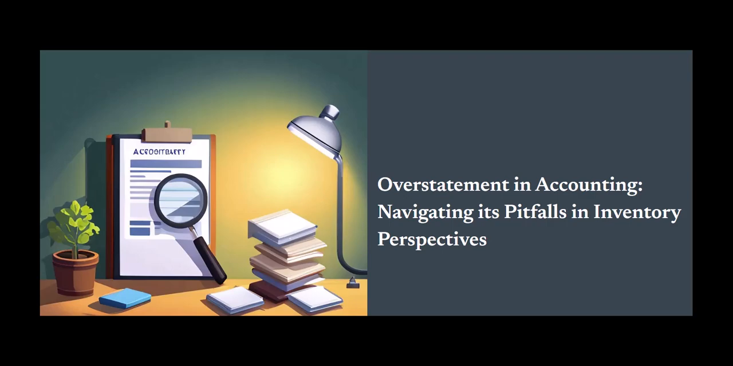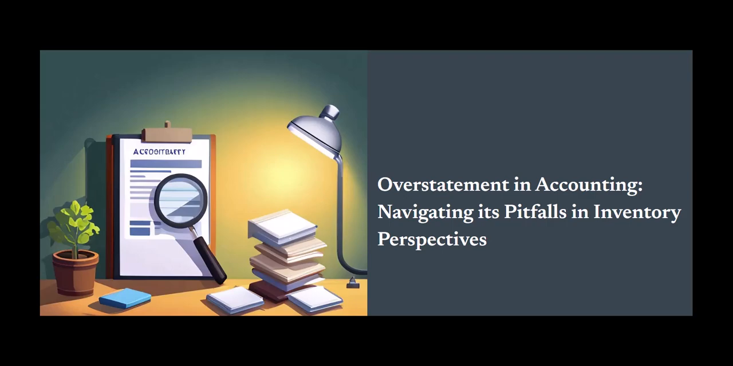Now, let's take a closer look at the specific impacts of inventory overstatement. When you inflate inventory values, you're not just misrepresenting your assets, you're also affecting your company's profitability measures. Higher reported inventory can lead to inflated gross profit margins, giving stakeholders a false sense of security about your financial health. Consider the current ratio, which measures your company's ability to meet short-term obligations. If your inventory is overstated, this ratio may appear more favorable than it truly is, misleading stakeholders about your liquidity.